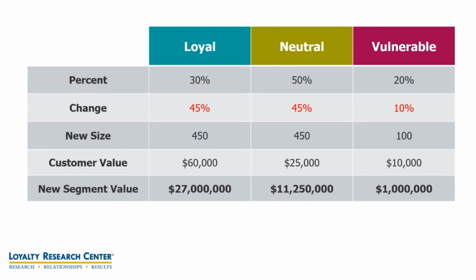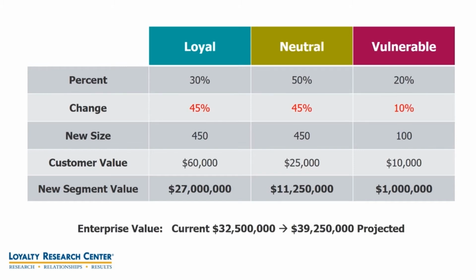We see the number of customers as they were originally, the distribution. Now we're decreasing our vulnerables by 10%. Our neutrals are now 45% and our loyals 45%. Not unusual, not difficult, a focused strategy of improvement. What happens? Our enterprise value grows to $39,250,000, or a growth in enterprise value of 20.7%. Wow, that's significant enterprise value growth.